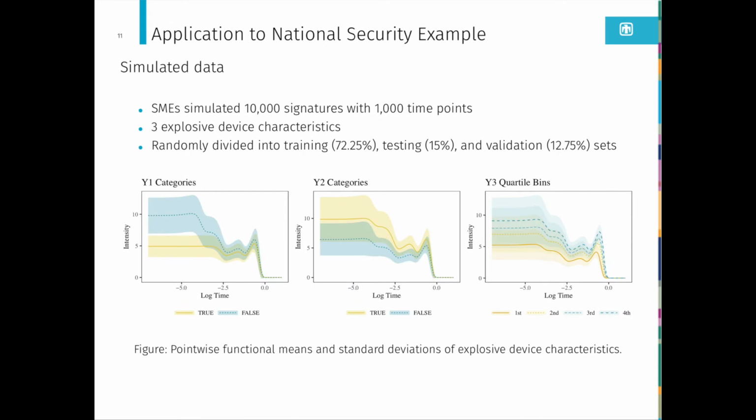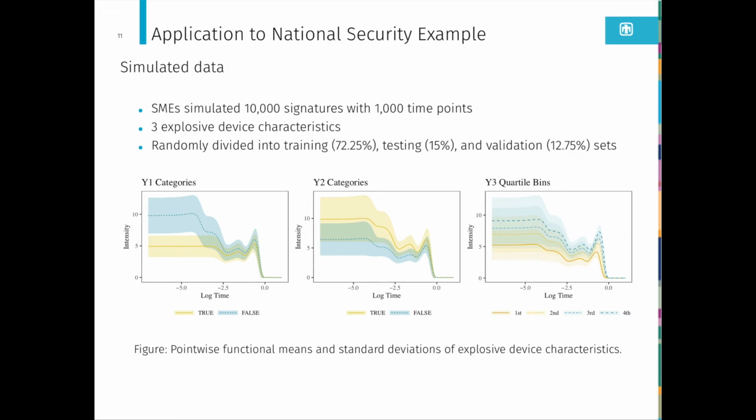I have already shown you an example of some of the simulated signatures in the dataset, but let me provide you with some additional details. The simulated dataset was generated by subject matter experts based on their knowledge of the relationship between the shape of optical spectral-temporal signatures and 3 characteristics of explosive devices. A total of 10,000 signatures were generated with 1,000 time points per signature. For modeling purposes, the signatures were divided into training, testing, and validation sets.